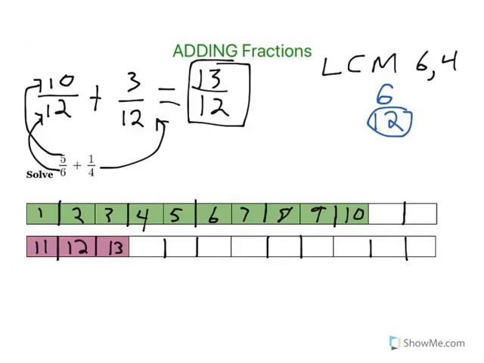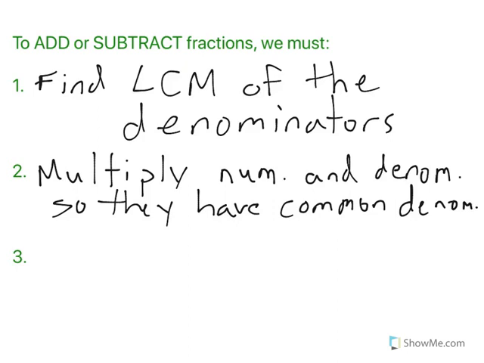And again, remember that when we multiply, we have to multiply. If I multiply the 6 times 2 to equal 12, I have to multiply the 5 times 2 to equal 10. We multiply the numerator and the denominator by the same number. And the last thing we do is we are going to add or subtract, depending on what the operation is.